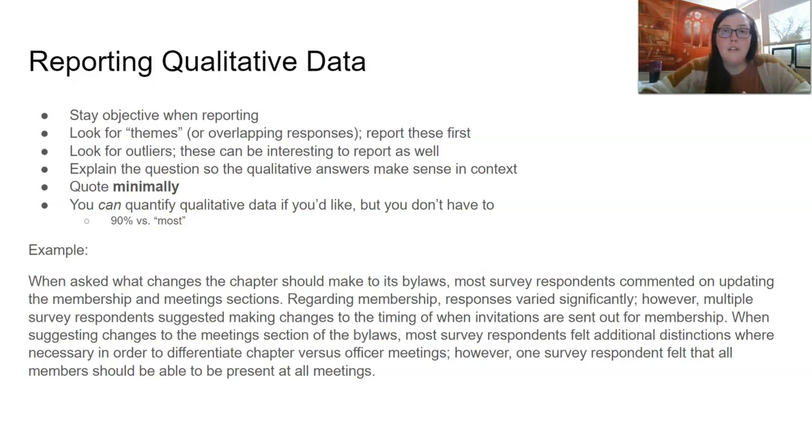Okay, so here I'm not going through and telling my reader every single response that I got in my qualitative section. That would just get cumbersome and difficult to manage for the reader and for myself. But I did notice that there were a lot of repetitions in one particular topic underneath the membership umbrella, so I wanted to point that out. That felt important to comment on. When suggesting changes to the meeting section of the bylaws, most survey respondents felt additional distinctions were necessary in order to differentiate chapter versus officer meetings.